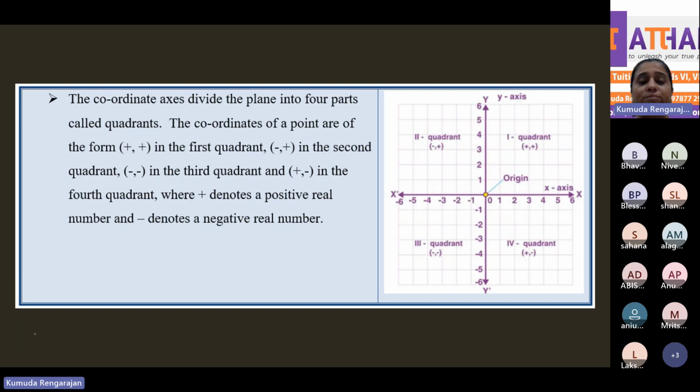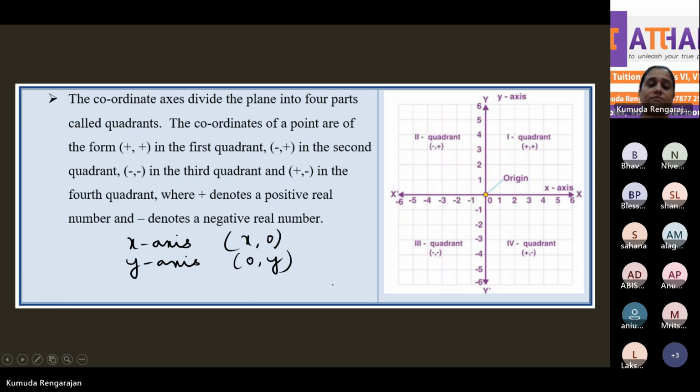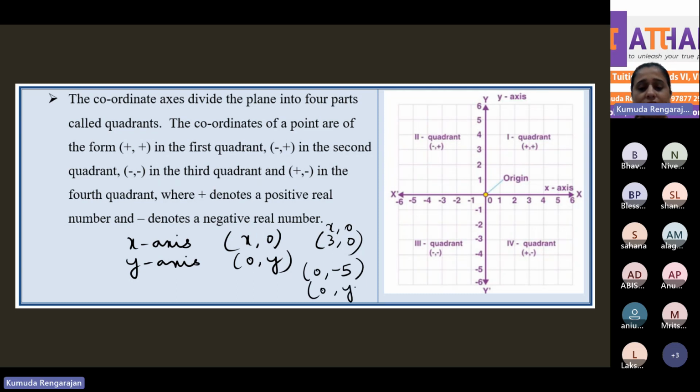So to generalize this, any point that lies on the x-axis will be of the form x, 0. And any point that lies on the y-axis will be of the form 0, y, not y, 0. If a point lies on the x-axis, then its address will be of the form x, 0. If a point lies on the y-axis, its address will be of the form 0, y. So the point 3, 0 is of the form x, 0. So it lies on the x-axis. The point 0, -5 is of the form 0, y. So it lies on the y-axis.